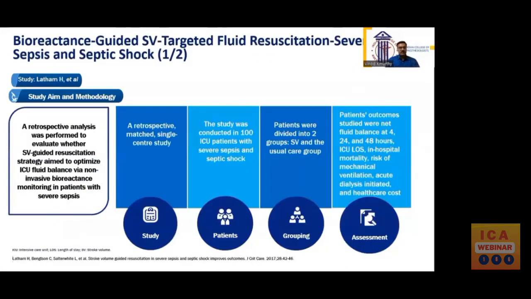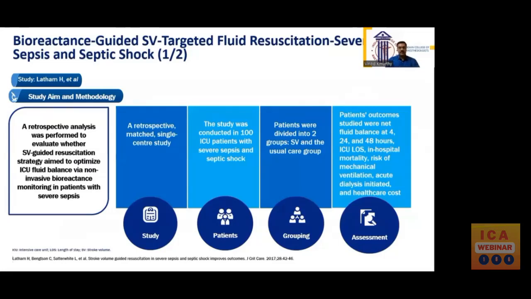The next study was conducted by Latimer et al. in 2017. This was a retrospective cohort study, and the objective was to determine whether the stroke volume guided fluid resuscitation in patients with severe sepsis and septic shock alters the ICU fluid balance.